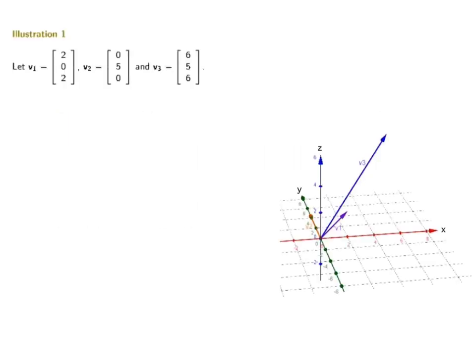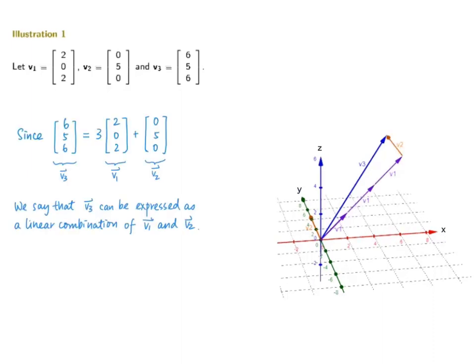For example, we have vectors V1, V2, and V3 in R3. Since we can write V3 as 3 times V1 plus V2, we say that V3 can be expressed as a linear combination of V1 and V2. Geometrically, whatever position that V3 can reach can also be reached by 3 times V1 plus V2. This means we can replace V3 by 3V1 plus V2 to do the same job.